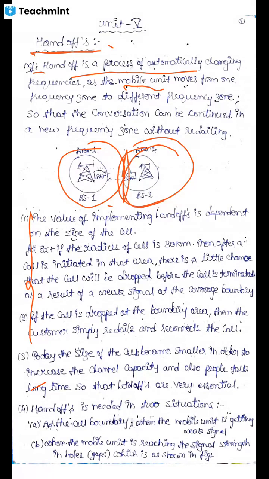And the second situation is when the mobile unit reaches holes in signal strength. Holes means weak signal spots, the areas of hilly terrains or valleys where the signal strength is low. Those places are called holes, which represent weak signal areas. There the handoff is needed. So in these two situations the handoff is applied: one at the cell boundary and the other at the holes or gaps where the signal strength is low.